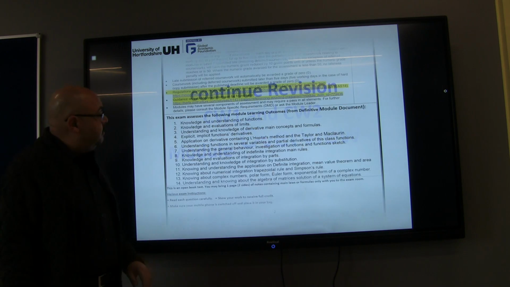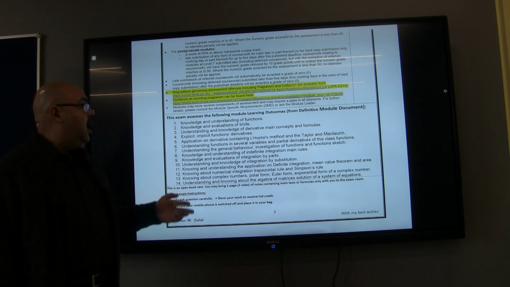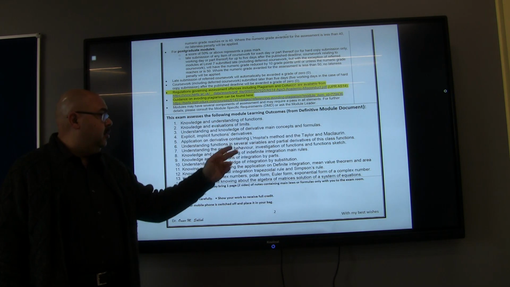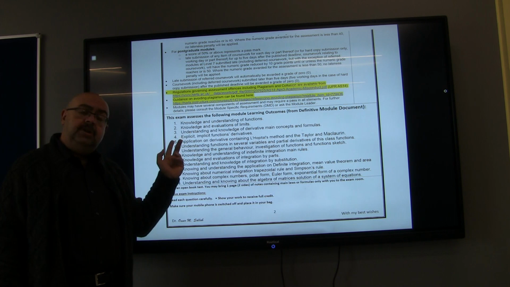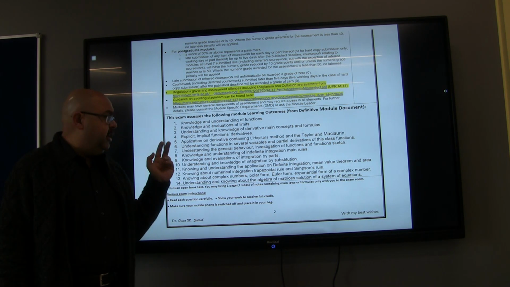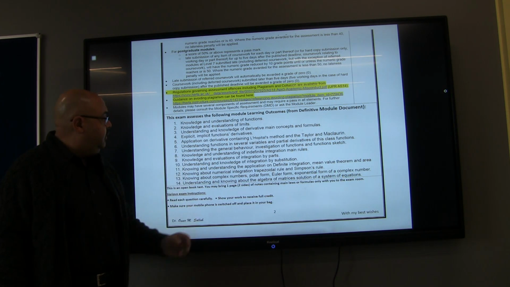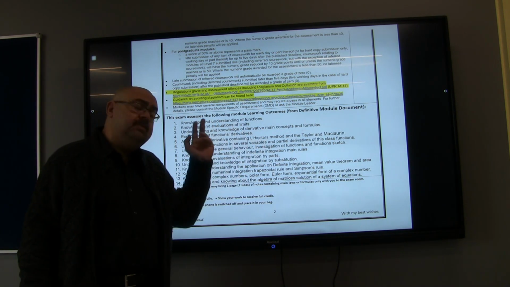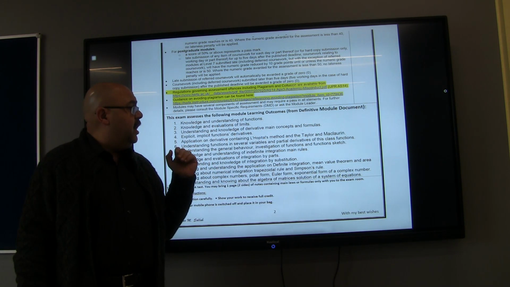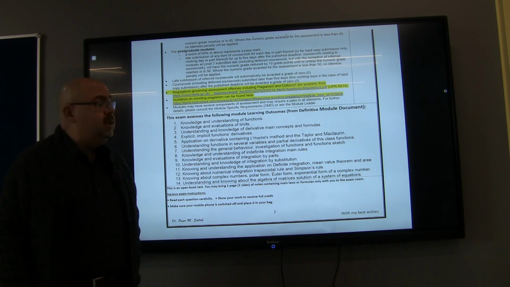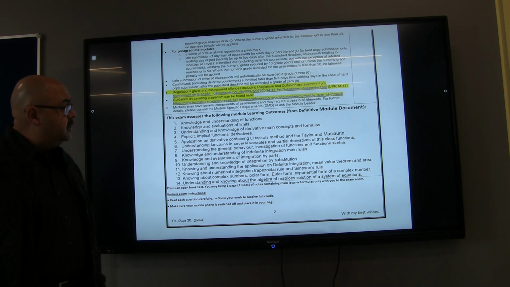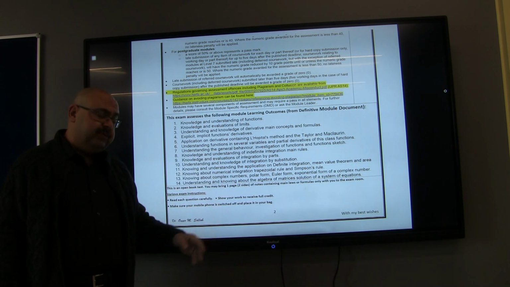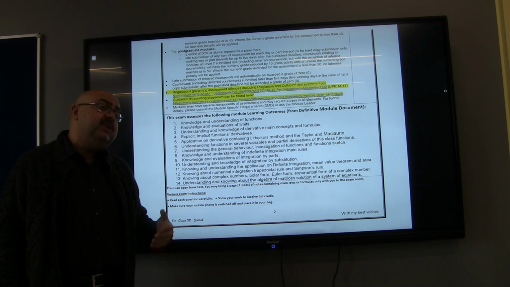The final exam is supposed to cover the following ILOs. Number 1, knowledge and understanding of functions. Number 2, knowledge and understanding of various methods used in evaluation of limits. Understanding the derivatives, main concepts, main formulas, the limit law, and all the fast derivative formulas that we went through. Implicit function derivatives, of course, parametric derivatives, and so on.